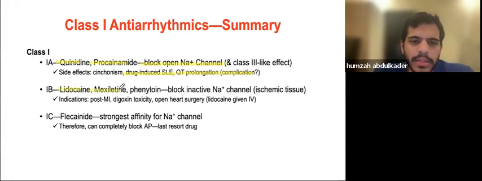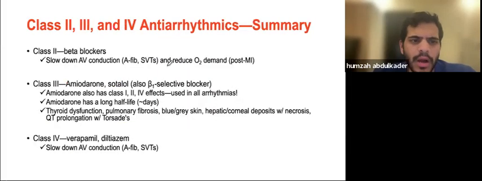1B, lidocaine. So that's the most important one, but this one's not asked as much as 1A and 1C. Flecainide can completely block the action potential. Not used as often. It's a last resort drug. We can move on to beta blockers. As I said, class 2 and class 4, these are the ones that affect the nodes. It's nodal action potential. So they're more used in like AFib or supraventricular tachycardias.